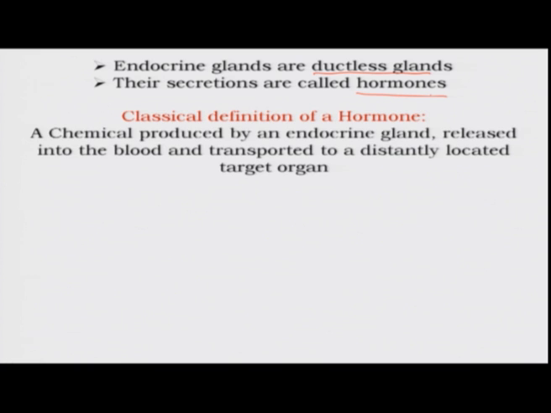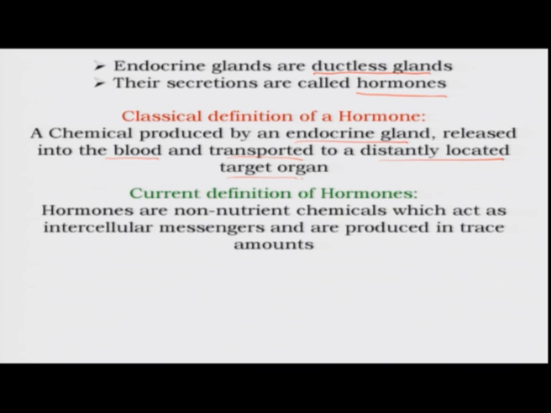I was telling you that classically hormones were defined as the product of an endocrine gland which is released into the blood and, very importantly, transported to distantly located target organs. This concept of something far away from the site of the gland where the hormone is produced being regulated by the hormone is what was used classically to define hormones. However, this classical definition has now been updated. It has become broader to include many more substances that can also be called hormones.